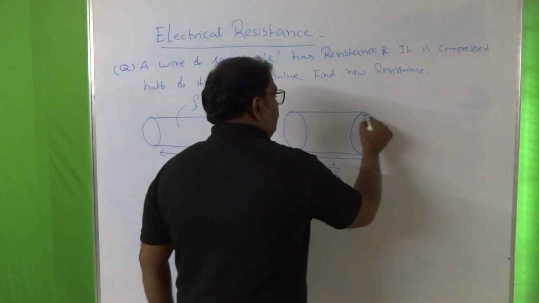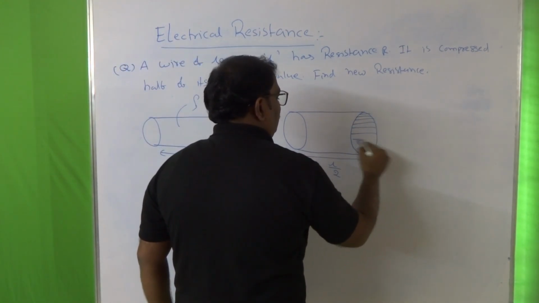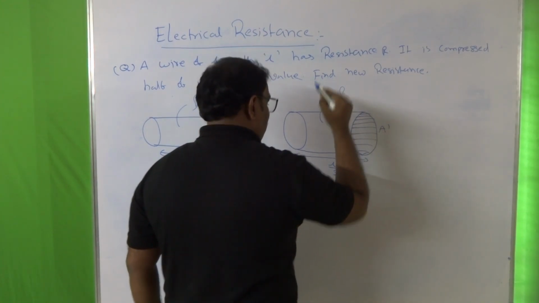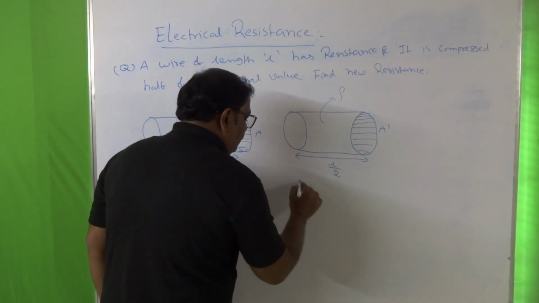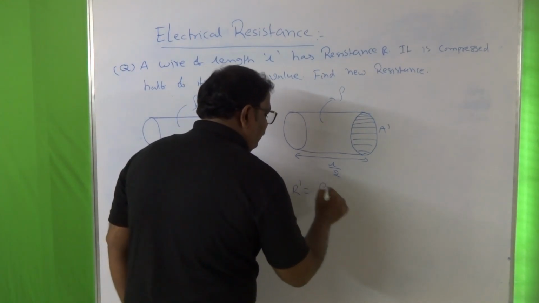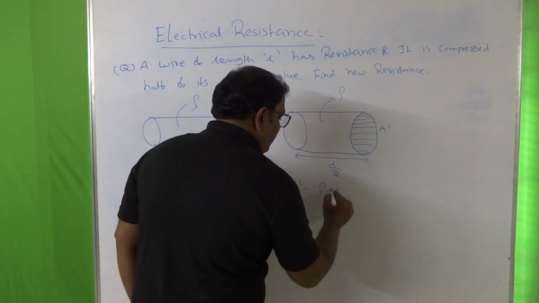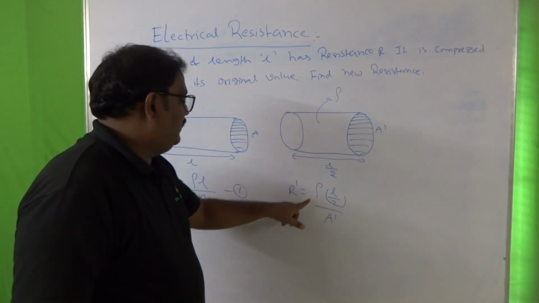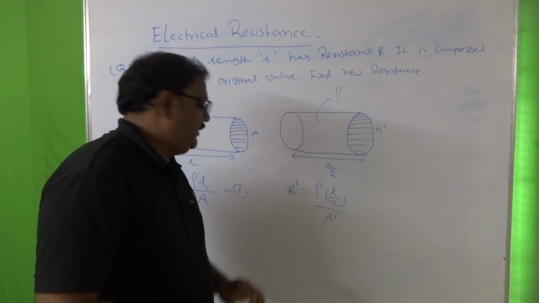Now this is the new area. This new area equal to A dash and the resistivity is the same. Then the new resistance R dash equal to, what is the formula? Rho into L by 2 by A dash. So R dash equal to rho into L by 2 by A dash.